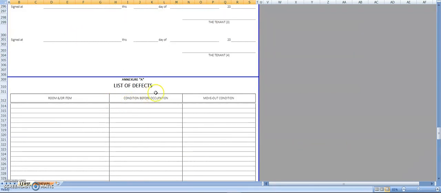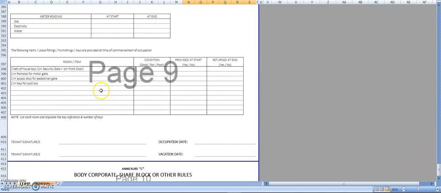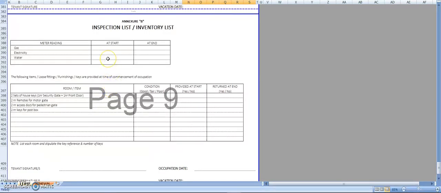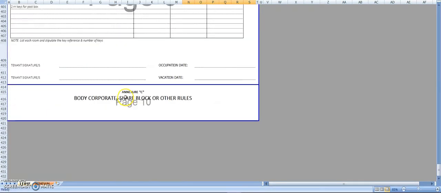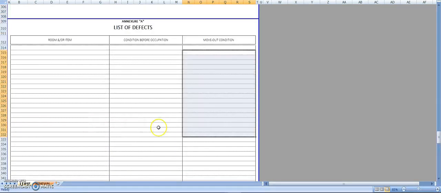And there are also addendums. Here is a list of defects. When the tenant moves in, you can note any defects you find in the property. And when they move out, you note if there are any further defects or if anything has changed. There's also an inventory list of what was handed over and meter readings of gas, electricity and water. And the final thing to attach is the body corporate or share block rules, which I highly recommend you do. So that's the lease agreement.